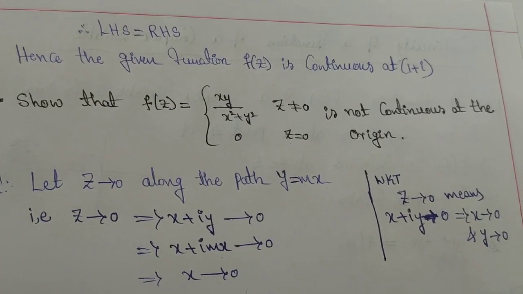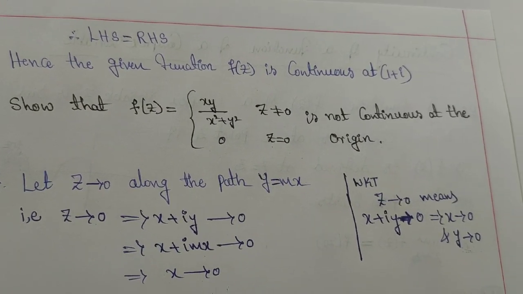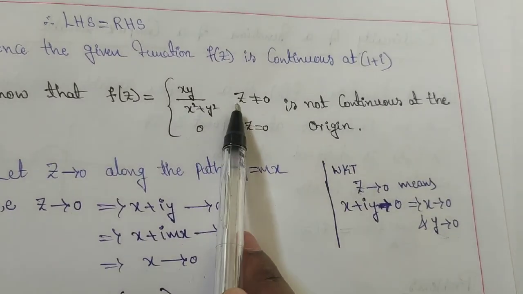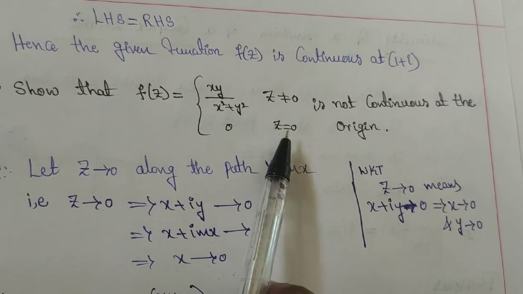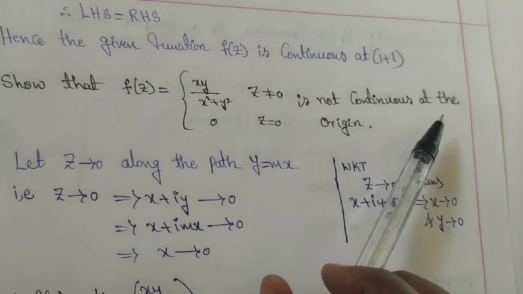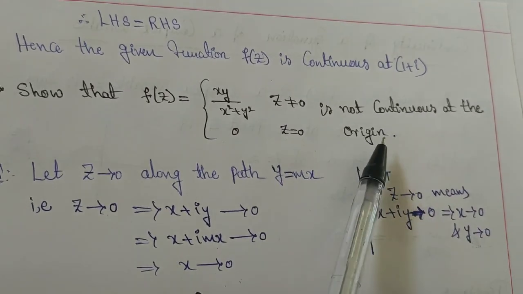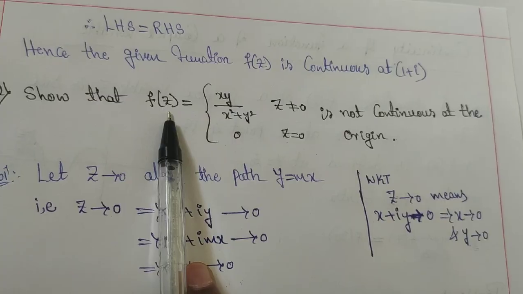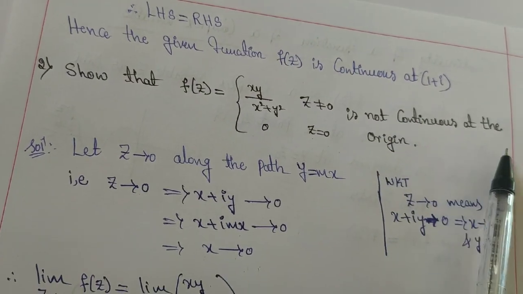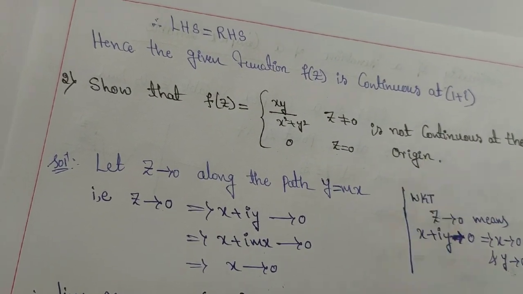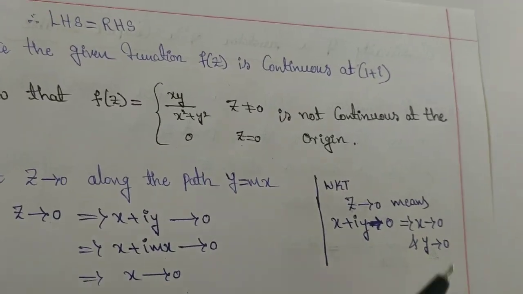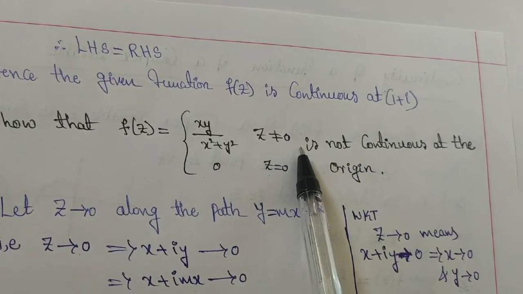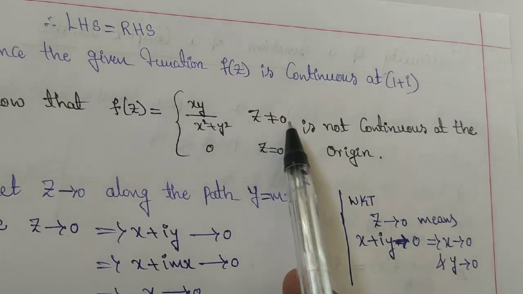Next we shall move on to the second problem. Show that f of z is equal to xy by x square plus y square when z is not equal to 0, and the value is 0 at z equals 0, is not continuous at the origin. That means we have to show this function is not continuous at the origin. See, for this problem, what is given here: z is not equal to 0, that means z tending to 0.